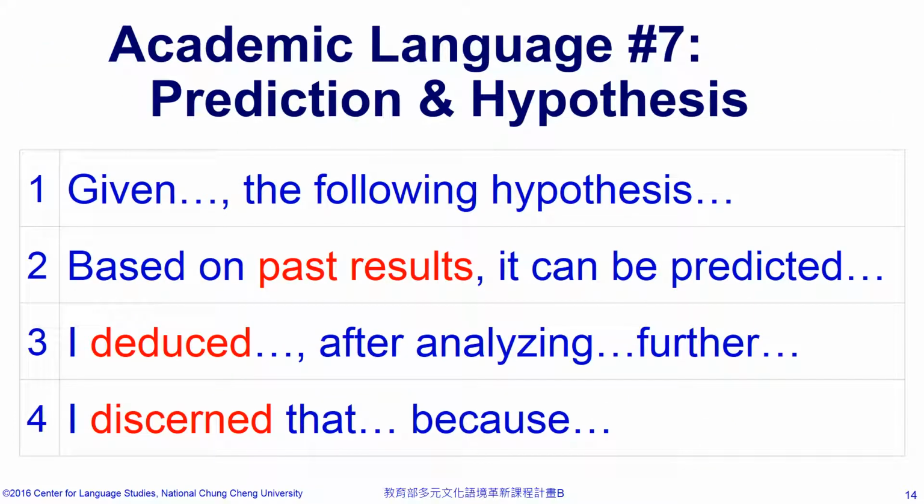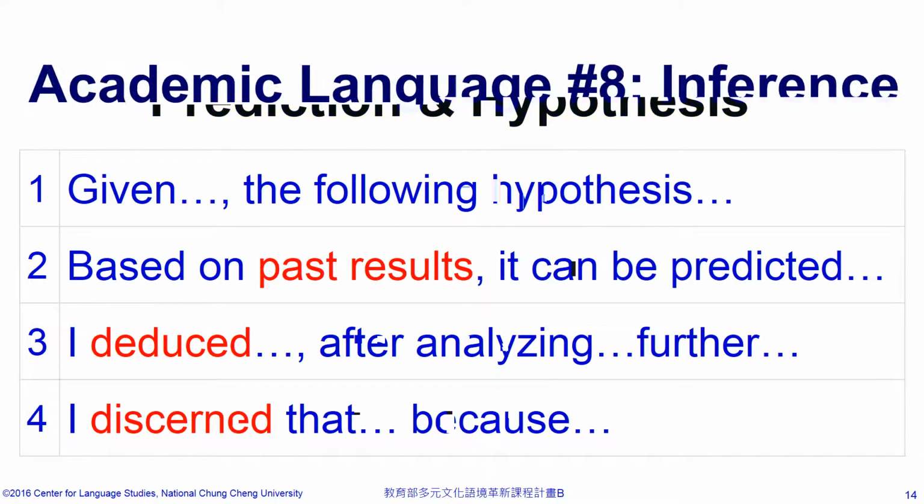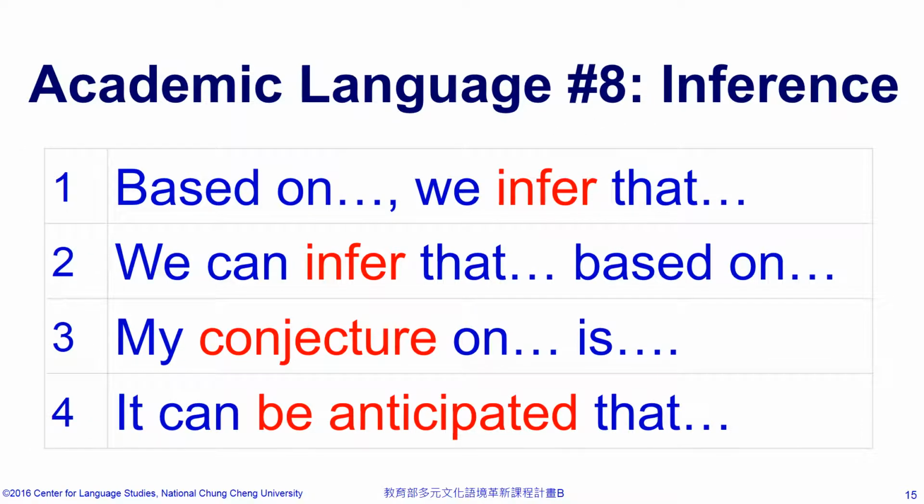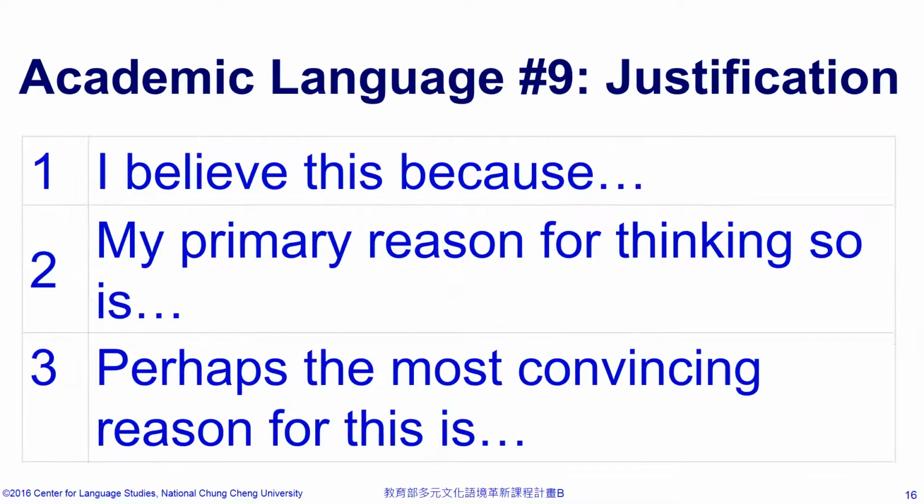Deduce and discern are two important verbs when predicting and making hypotheses. To present our inference, we can use infer, conjecture, and be anticipated. When justifying a statement, use words like believe, primary reason, and convincing to make the statement sound stronger.